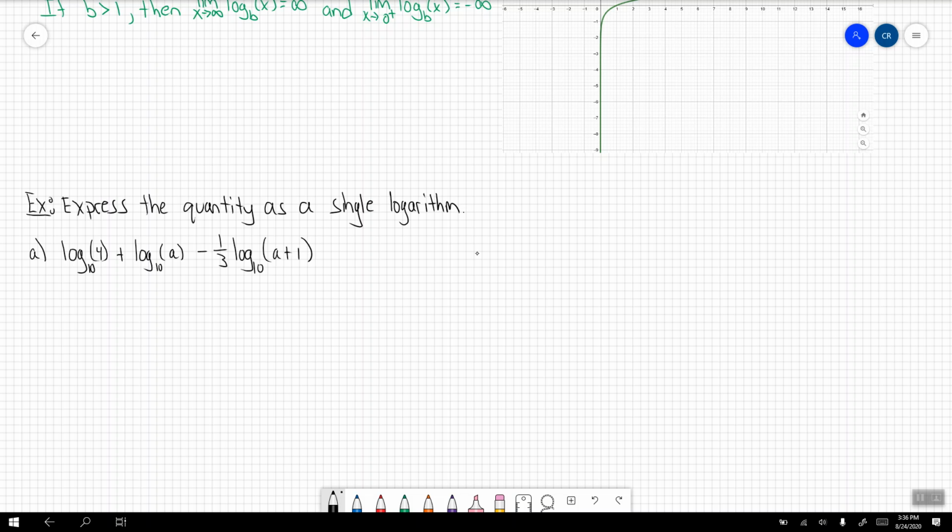And then for part B, we are going to have 1/3 natural log of the quantity x plus 2 cubed, plus 1/2 multiplied by natural log of x, minus natural log of x squared plus 3x plus 2, raised to the power of 2, and end that quantity. Perfect. So let's keep going with this.